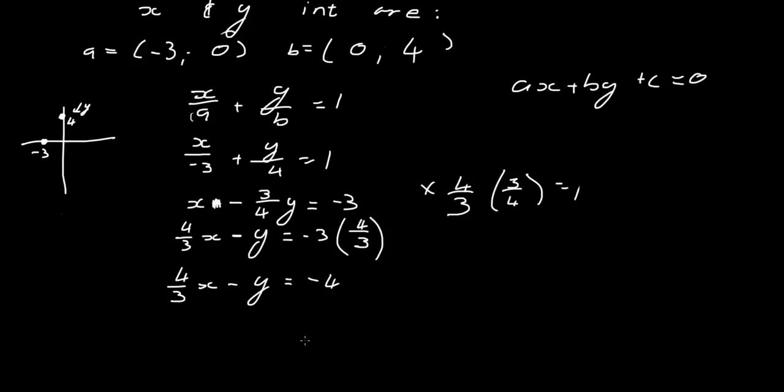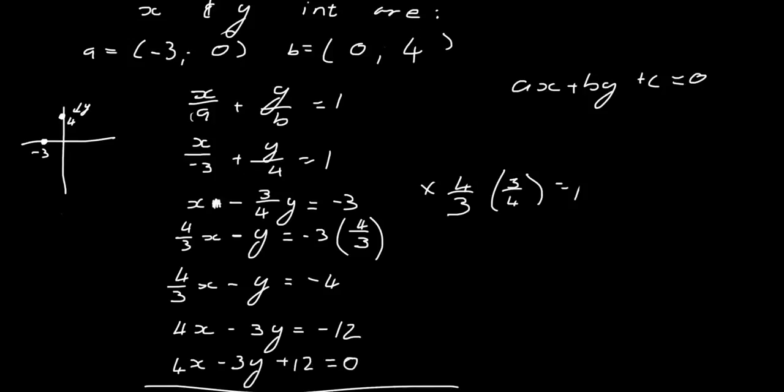Okay. I think your book doesn't like having a fraction here, so they want the a to be an integer. So let's just multiply through by the denominator so that we've got an integer in front of the x rather than a fraction. If we multiply the whole equation by 3, we get 4x minus 3y equals minus 12. And now remember, we need a 0 on the right hand side, so we just take that across. 4x minus 3y plus 12 equals 0. There you go, you've got the equation of the line in general form.